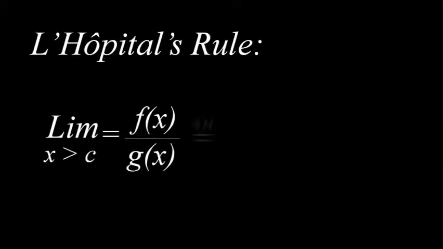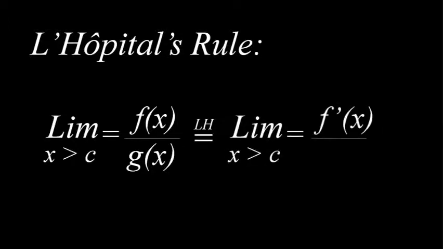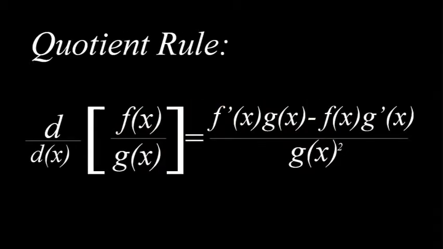With L'Hopital's rule, the expression must be a quotient. To use L'Hopital's rule, take the derivative of the numerator and take the derivative of the denominator. Be careful. Do not use the quotient rule. If used via the quotient rule, you are not using L'Hopital's rule.